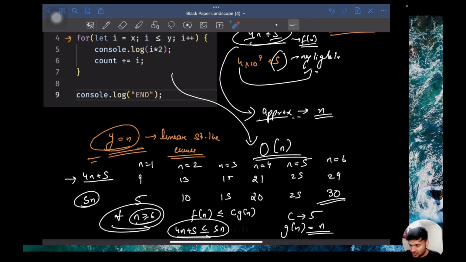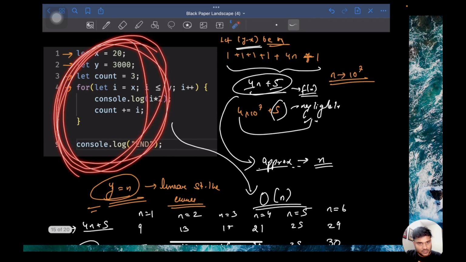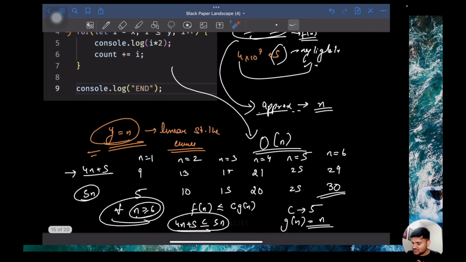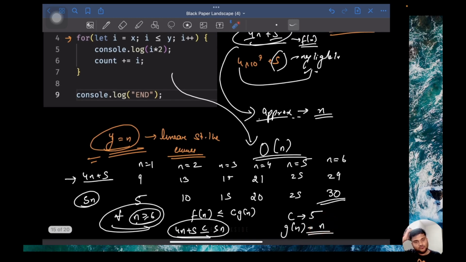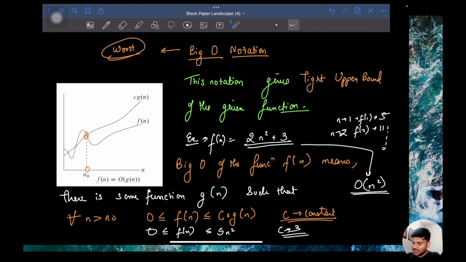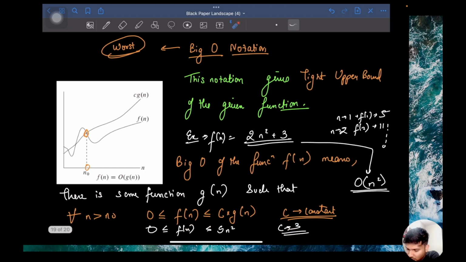So this function, based on the input n, can perform as bad as something with a rate of growth of n. It can perform as bad as a piece of code which has a rate of growth of n. That's what I want to say. In big O notation, I try to find a function which is quite close, and my function f of n cannot go beyond this function, right? It will never go worse than this. It will be as bad as this, right?